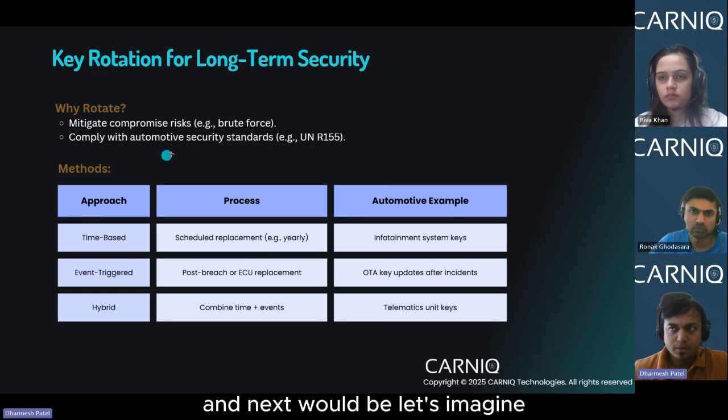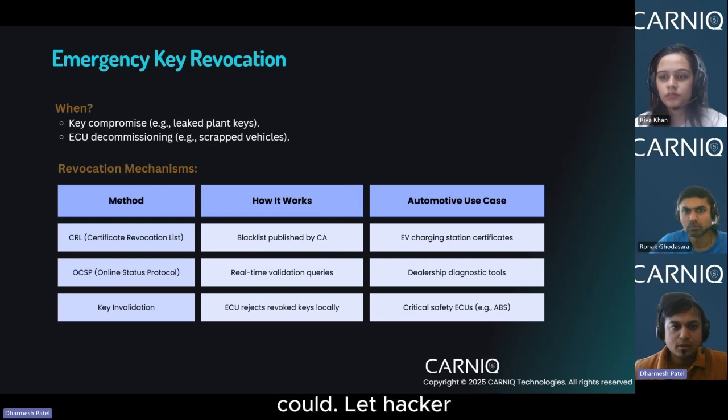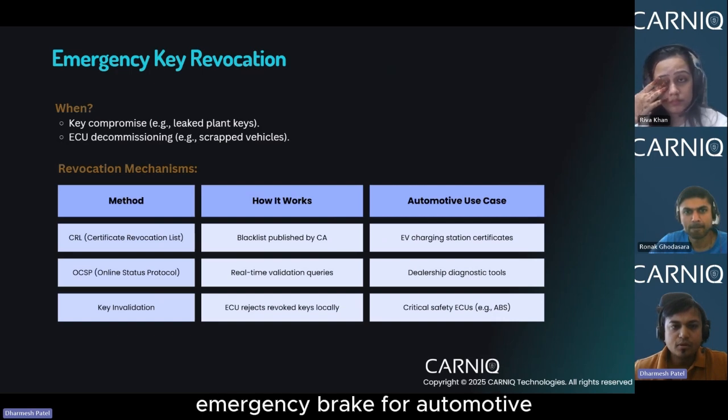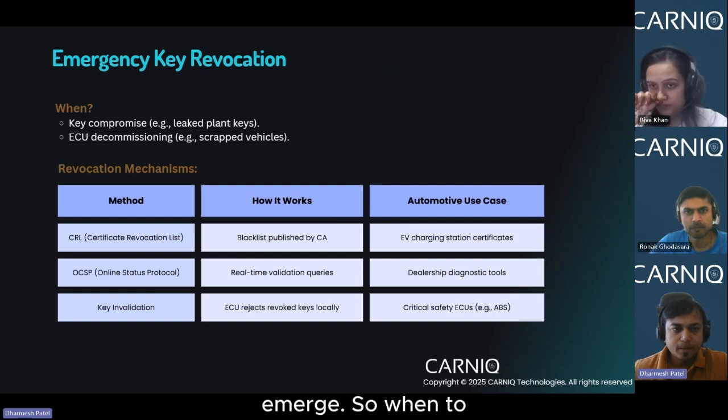Next, let's imagine that a single compromised key could let a hacker disable, break, or steal the vehicle remotely. So we will examine how emergency key revocation acts as the emergency brake for automotive cybersecurity when threats emerge.